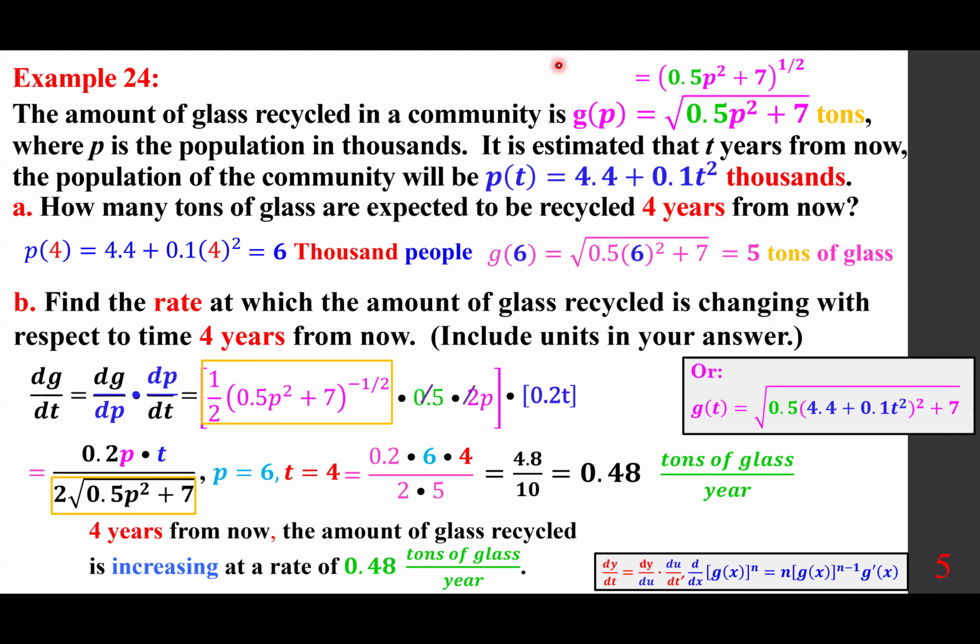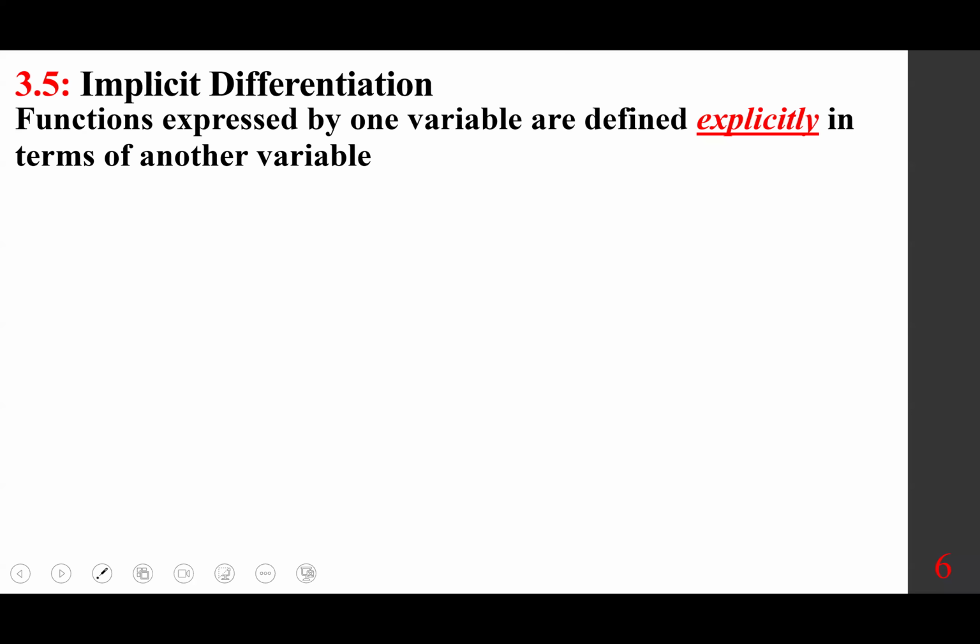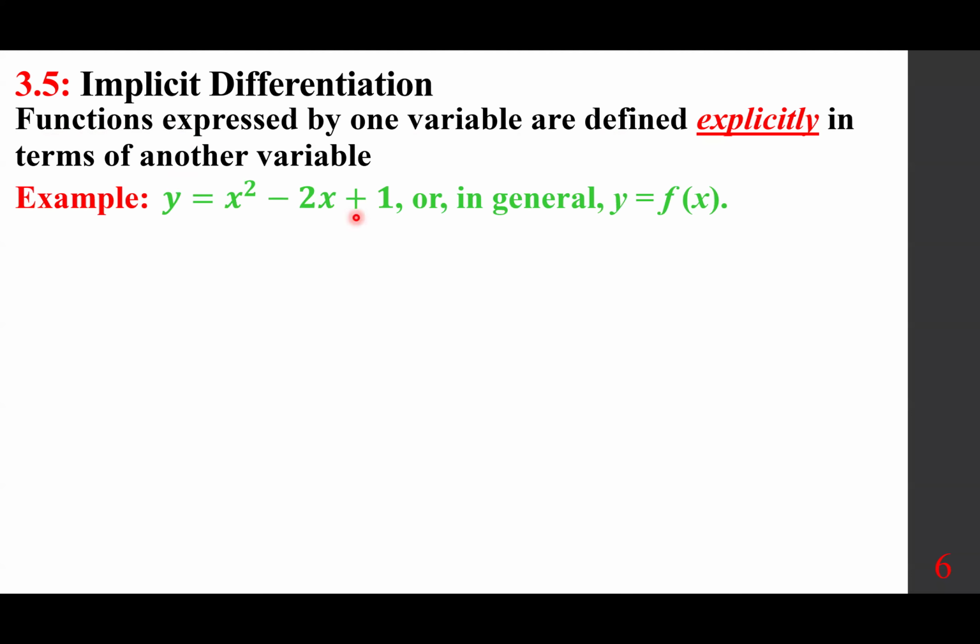All right. Implicit differentiation. Functions expressed by one variable are defined explicitly in terms of another variable. For example, y equals x squared minus 2x plus 1, or in general, y equals f of x.